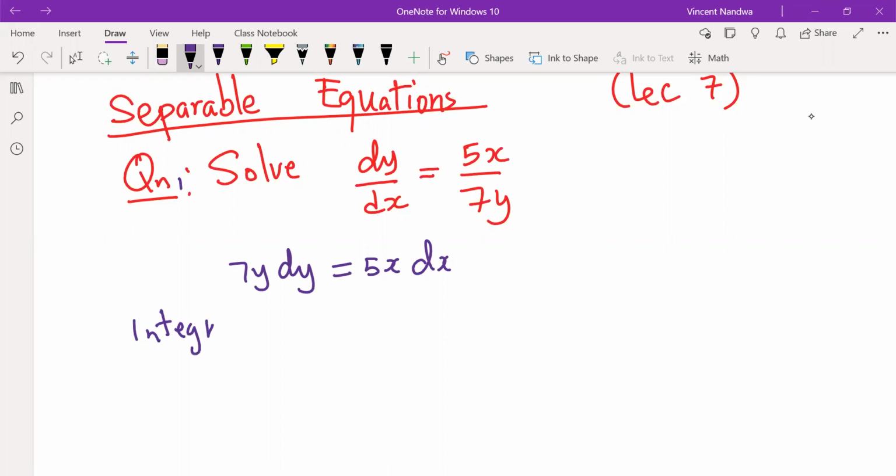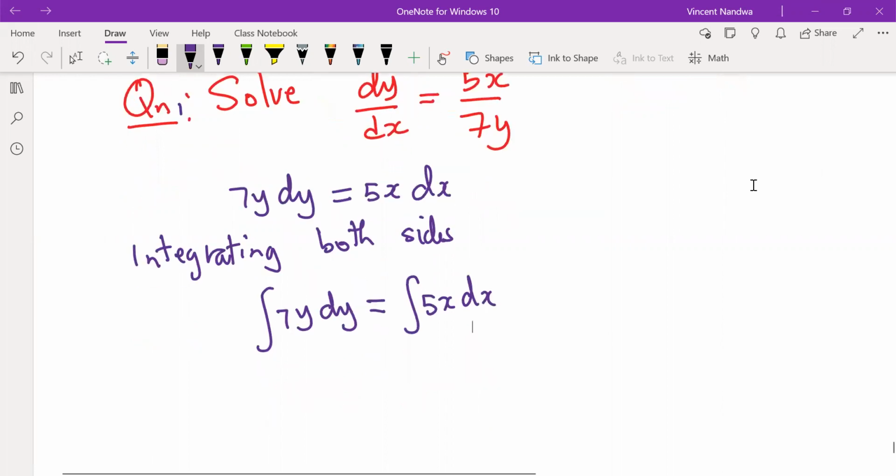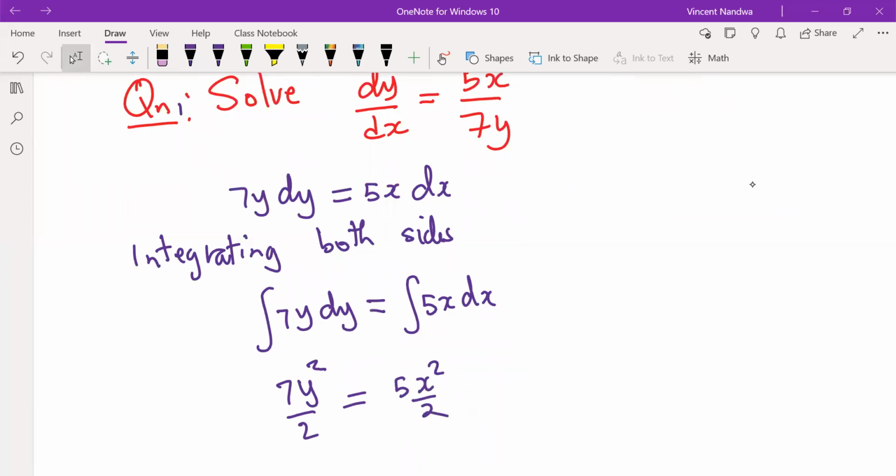Integrating both sides, we'll get the integral of 7y dy equals the integral of 5x dx. This will give us 7y squared over 2 equals 5x squared over 2 plus c.